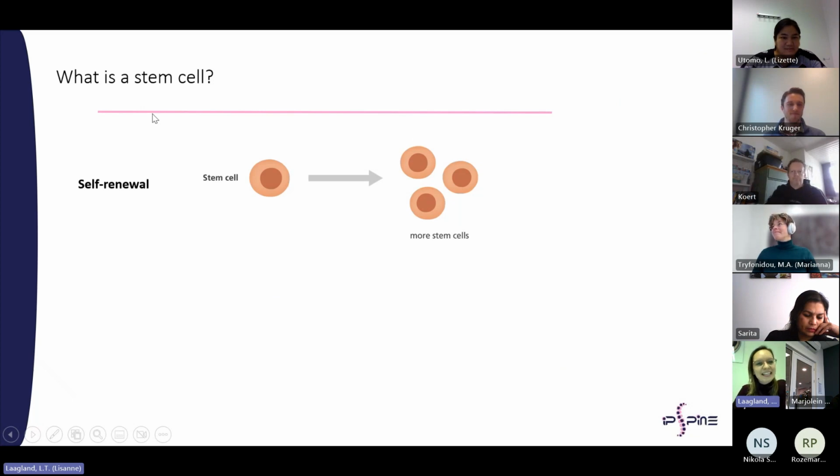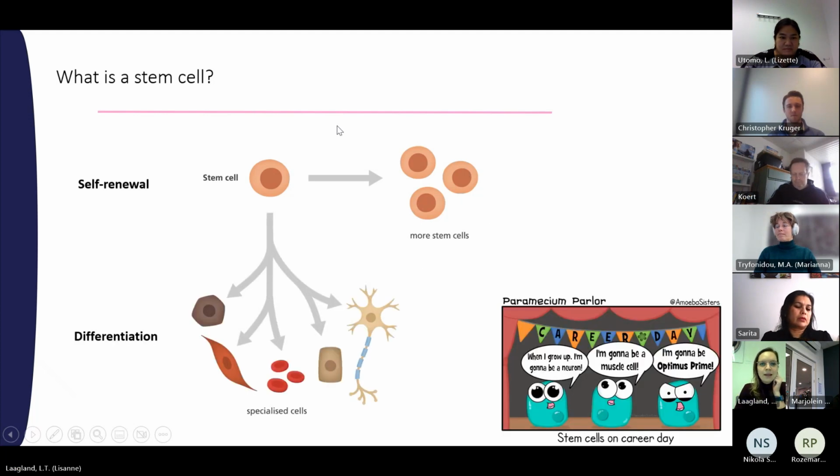So let's start from the beginning. So what is a stem cell? Well, stem cells are characterized by two main things, and that is that it can replicate itself, so that there are more stem cells, which we call self-renewal. And it's also able to differentiate into cells of different organs. So it can, for example, become a muscle cell, a blood cell, or a nerve cell.